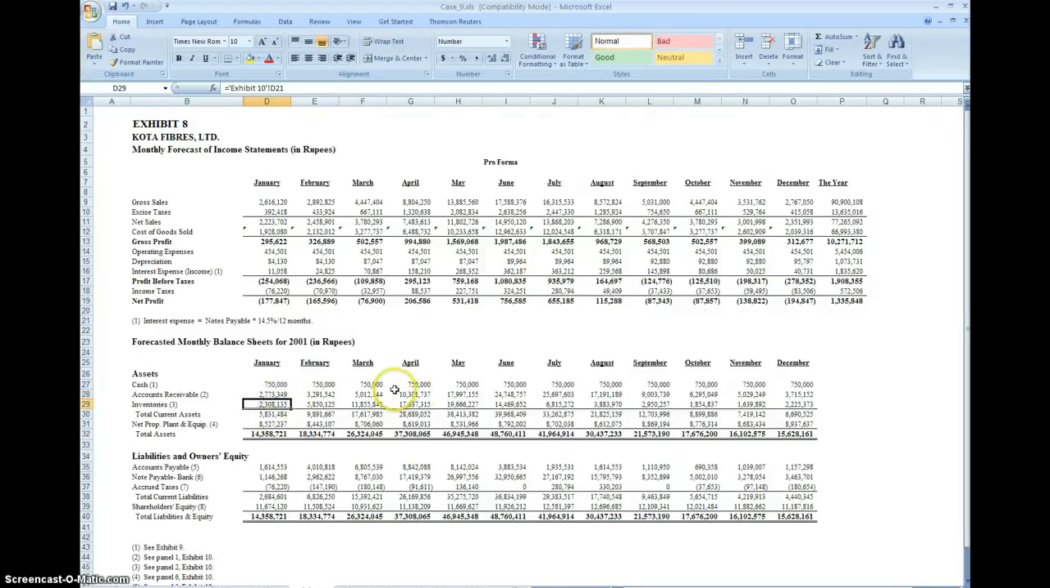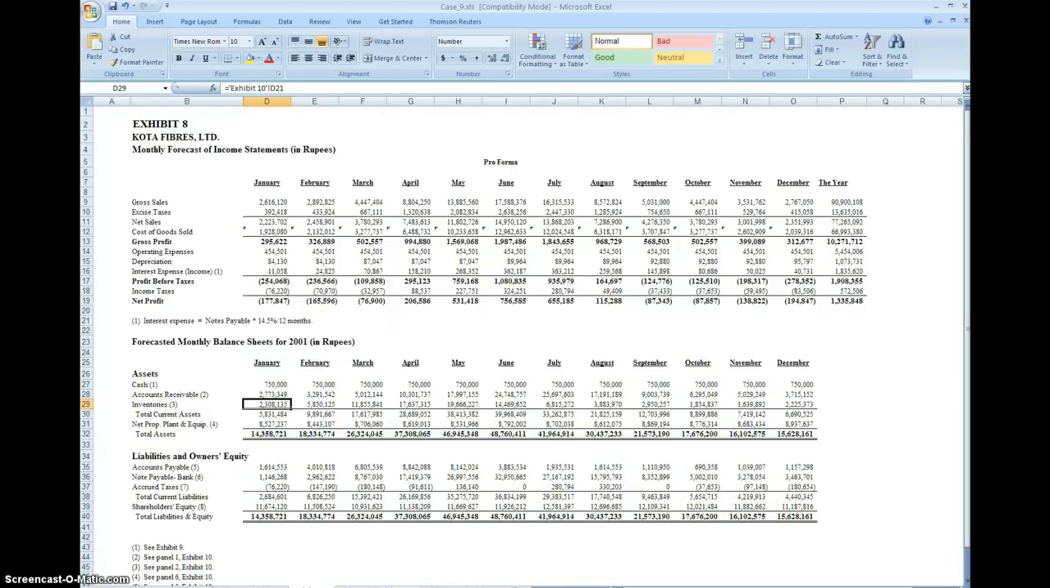The inventories are based on 2 months worth of 55% of sales that are going to occur within 2 months, and that's this number here. However, this inventory number is based on cost of goods sold. They don't show the profit in the inventory, yet the profit is in the sales. So the value of the inventory is going to be based on the purchases.